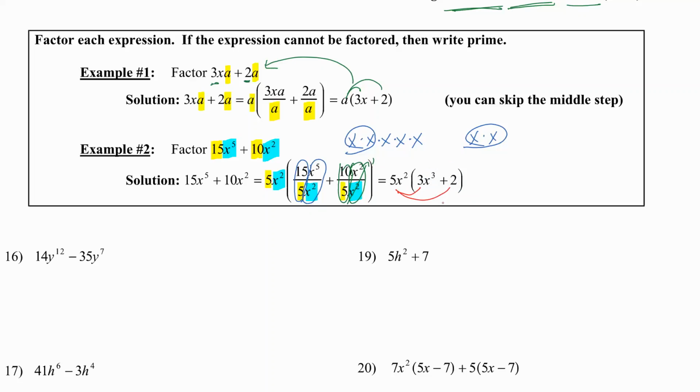So that makes sense that we're dividing through this process, because really the opposite would be multiplying when we distribute that back. So 5x squared times 3x to the 3rd is 15x to the 5th, and then 5x squared times 2 is 10x squared. So again, to check our work, we distribute, which is really a multiplication. So it makes sense that factoring is kind of a form of division.